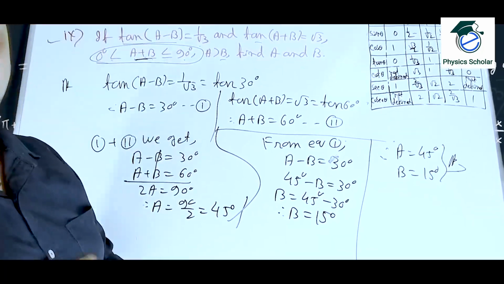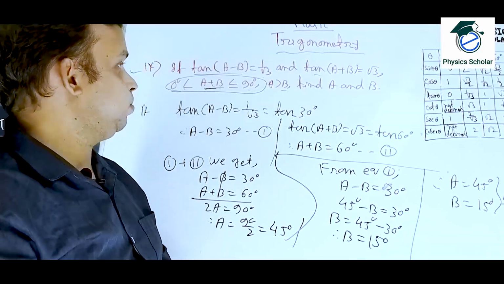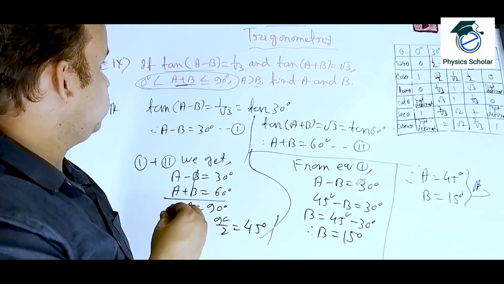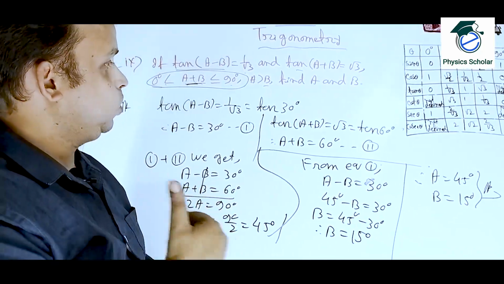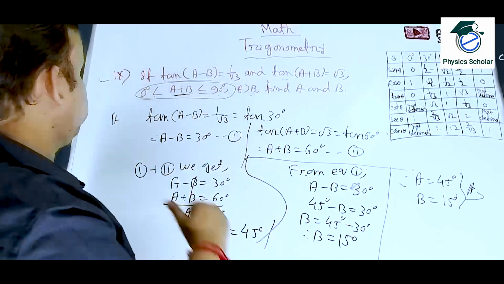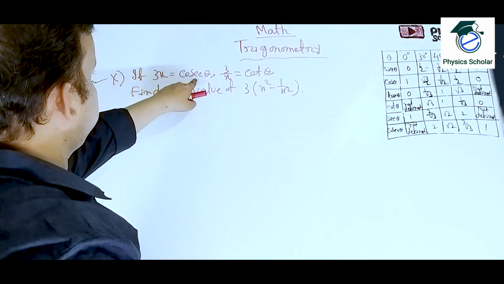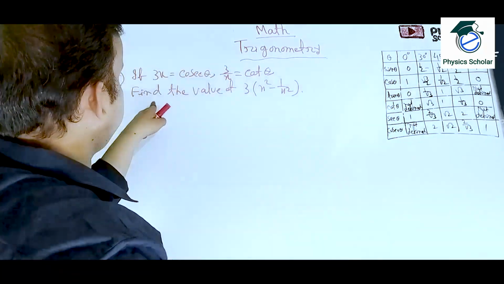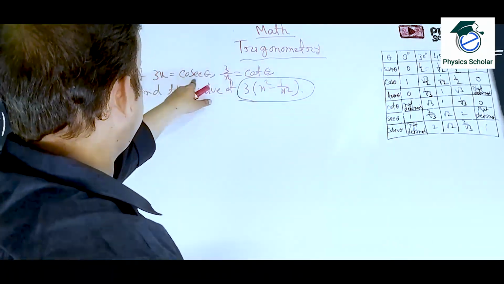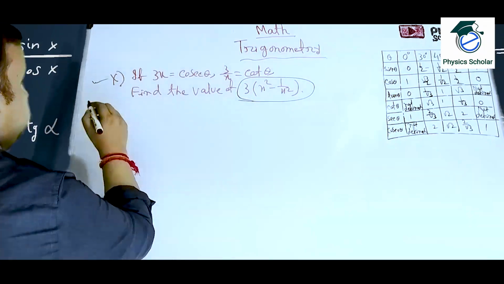Now let us move to the last sum of today's episode, sum number 10. I think some easier sums we already solved, and slowly we will move to the little bit harder type of sums. Okay, so now let us do sum number 10. Students, here 3x is equal to cosec theta and 3y is equal to cot theta. We have to find the value of this. No value of angle theta is given. Clear? So how to do this sum?